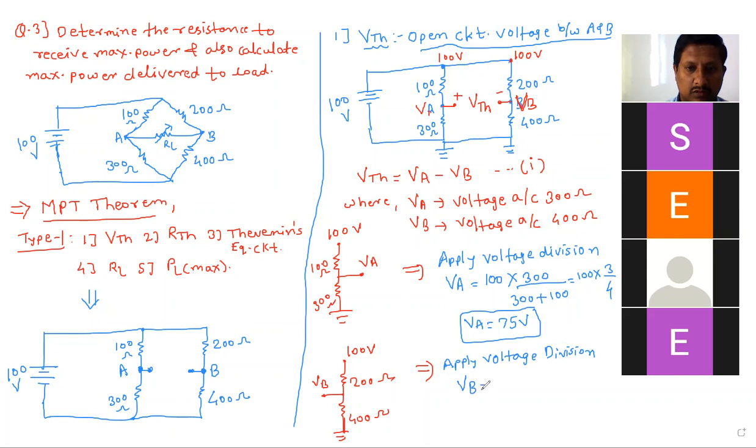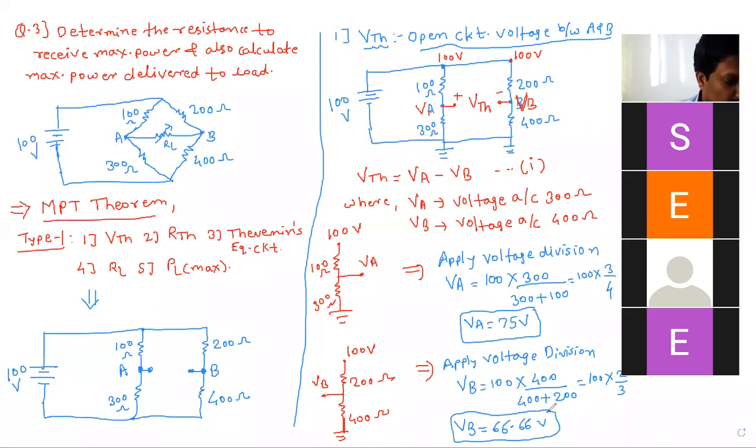So VB is equal to 100, the total voltage, into 400 divided by 400 plus 200. So it is 100 into 400 divided by 600, which is 2/3. So VB you can get, I think it is 66.66. Yes, sir. Okay, so VA is equal to 75 and VB is equal to 66.66.